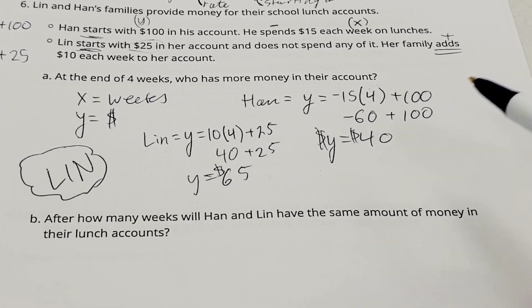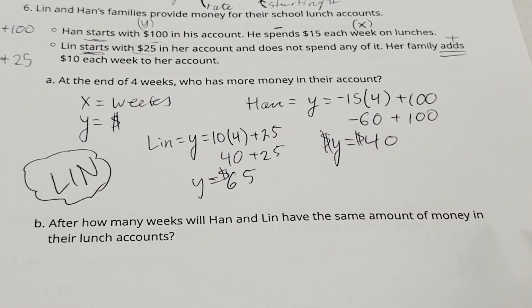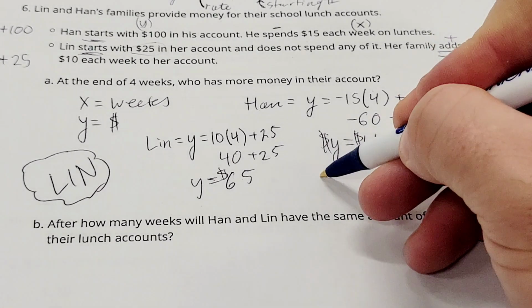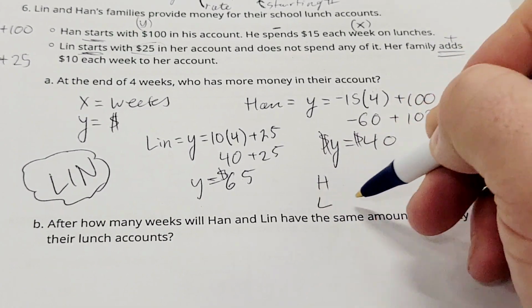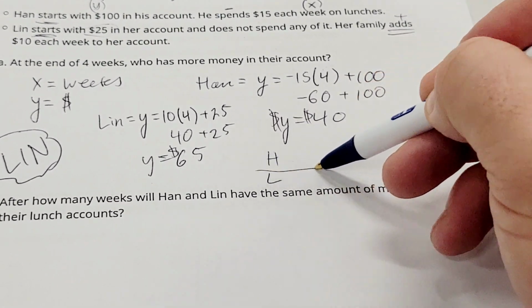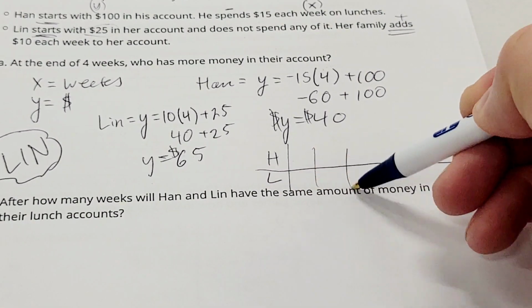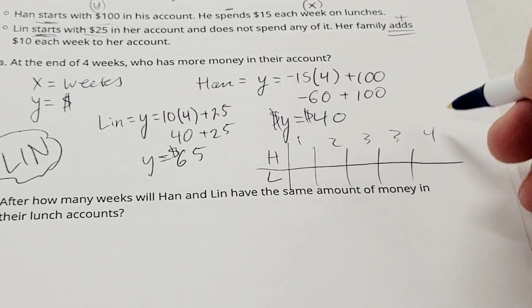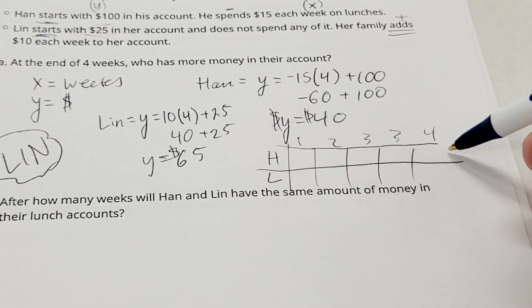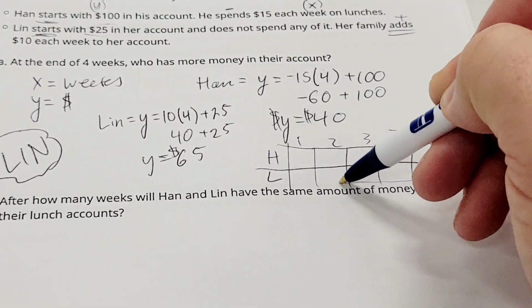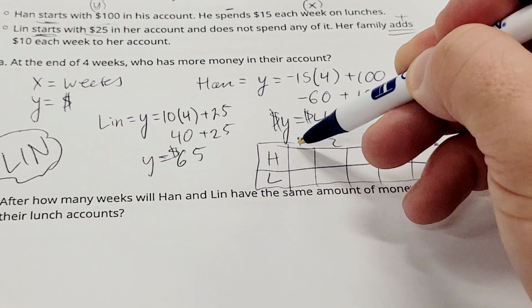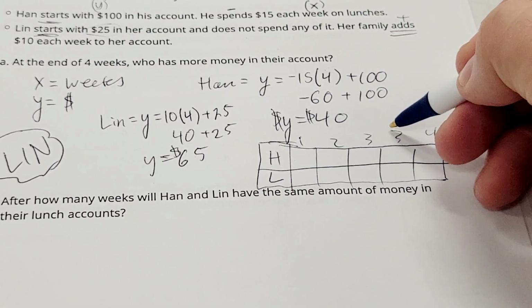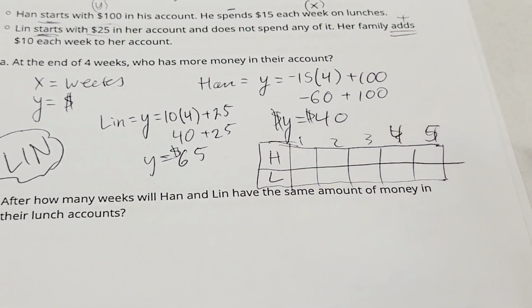Now, side note, you guys could go ahead and make a table if you wanted to, right? I could have Han and Lynn, and I could make a table for a number of weeks, right? 1 week, 2 weeks, 3 weeks, 4 weeks. And I could go with that, right? And see what happens. Oops, sorry. I don't know why I wrote 3 twice.